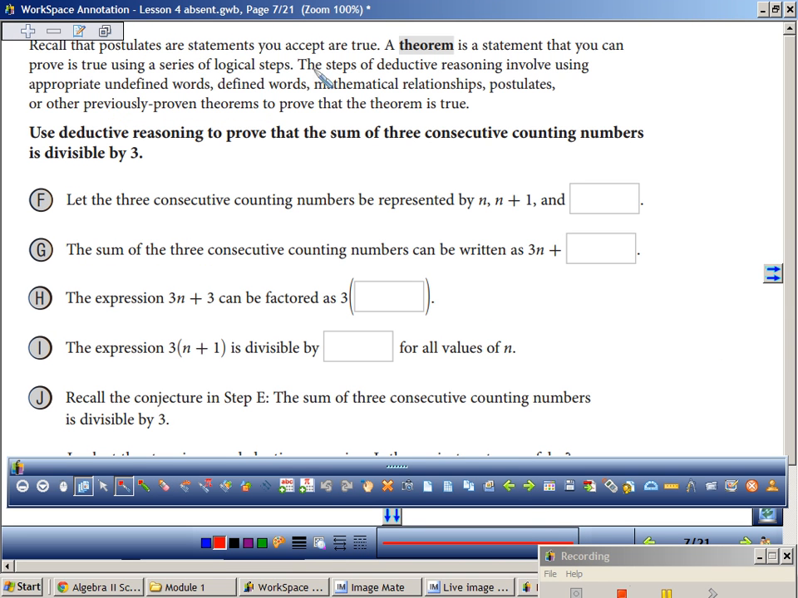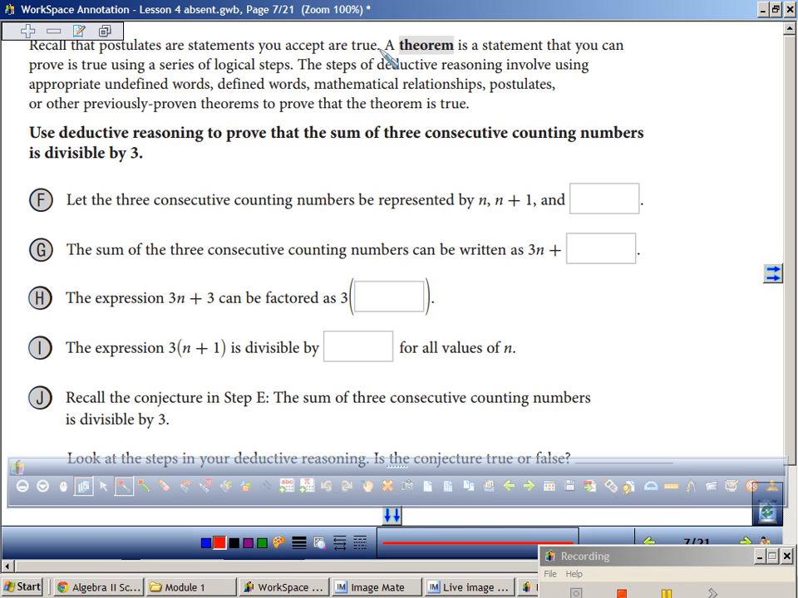All right. Recall that postulates are statements you accept as true. A theorem, on the other hand, is a statement that you can prove is true by using a series of logical steps. The steps of deductive reasoning involve using appropriate undefined words, defined words, mathematical relationships, postulates, or other previously proven theorems to prove that a theorem is true. So we gather everything together to prove something, right? That's what that's saying.